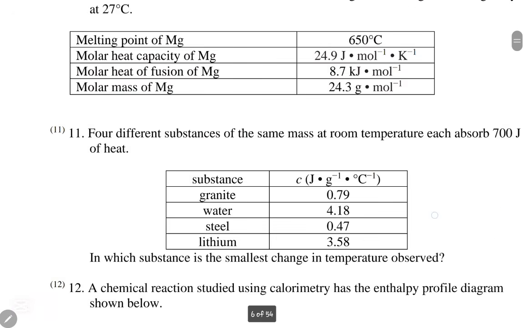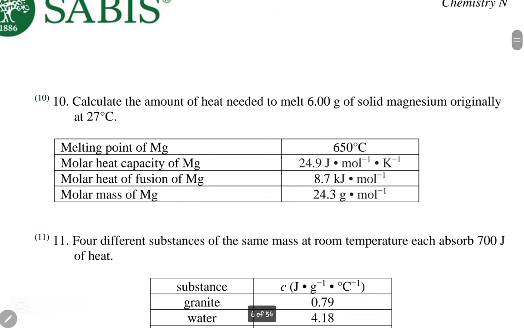We're going to move on now to question number 10. What does it say in question number 10? Calculate the amount of heat needed to melt 6 grams of solid magnesium originally at 27 degrees. So this is the initial temperature. Now we need to pay attention: the amount of heat needed to melt 6 grams of solid magnesium originally at 27 degrees.